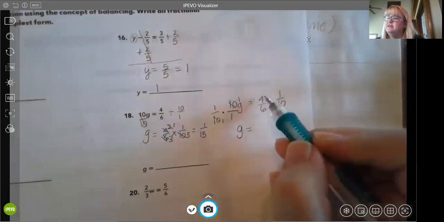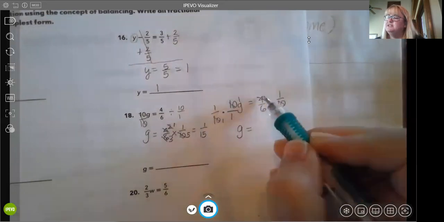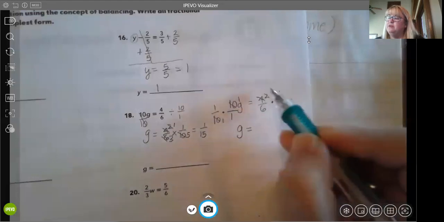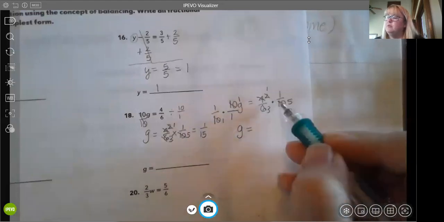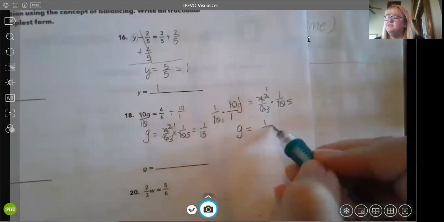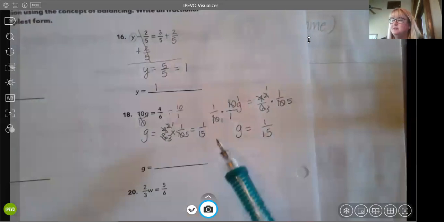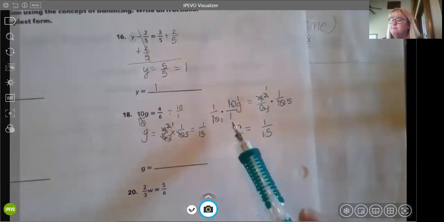And then again, we can simplify. 4 and 10 becomes 2/5. 2 over 6 can simplify to 1/3. So you multiply that out. 1 times 1 is 1. 3 times 5 is 15. So what we did was we kind of skipped the step. Instead of dividing by 10, we changed it to a multiplying problem.